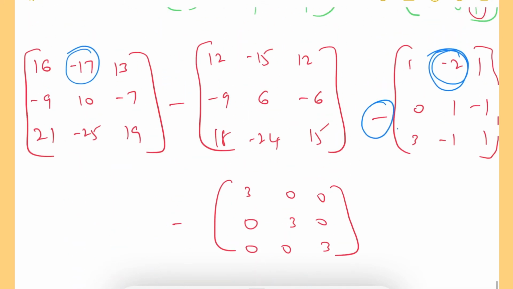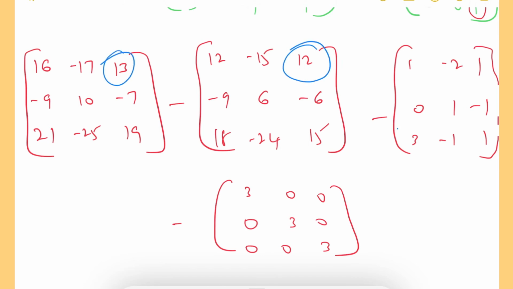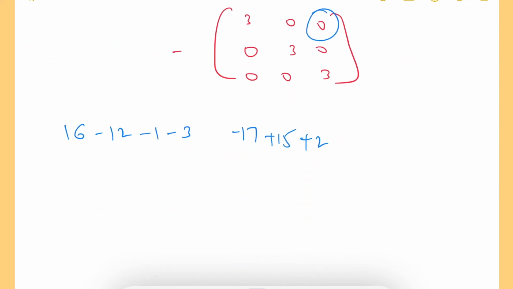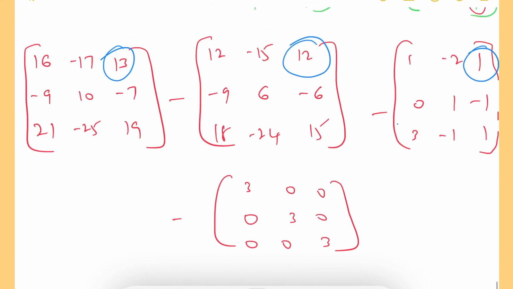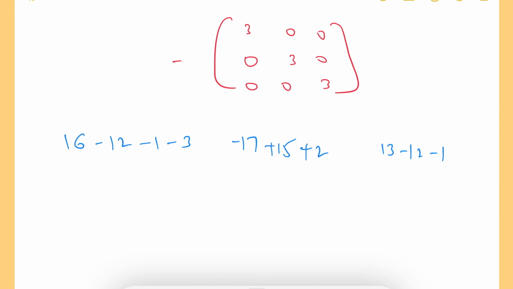Next third number if you check, 13 minus 12 minus 1 minus 0. So 13 minus 12 minus 1. 0 I am not writing, because if you add 0 also, if you subtract 0 also, no problem in that. No change even. Okay, now first row completed.